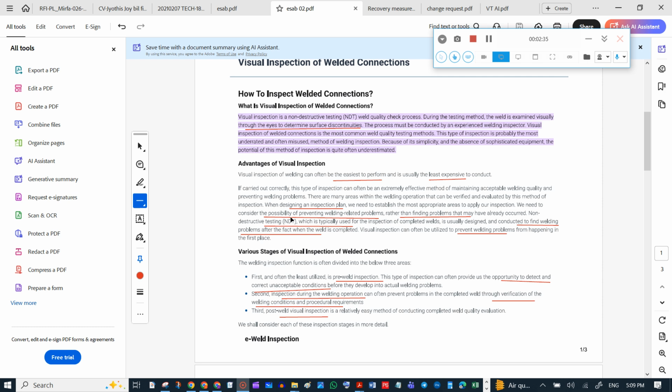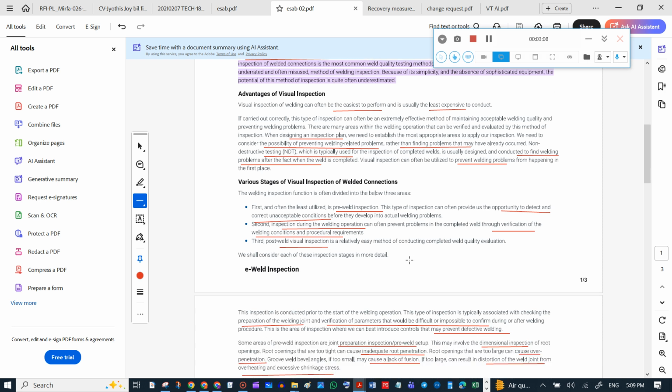We have the possibility of preventing weld related problems, but with other methods, we are finding problems that have already occurred. NDT is typically for the inspection of completed welds, usually conducted to find the welding problems after the fact, when the weld is completed. Visual inspection is utilized to prevent the welding problems from happening in the first place. So, the various stages of visual inspection: pre-weld inspection, then during welding operation, and the post-weld visual inspection.